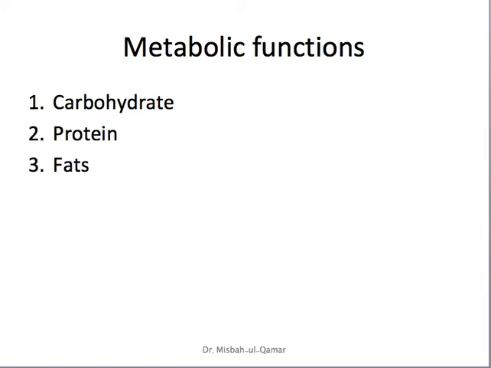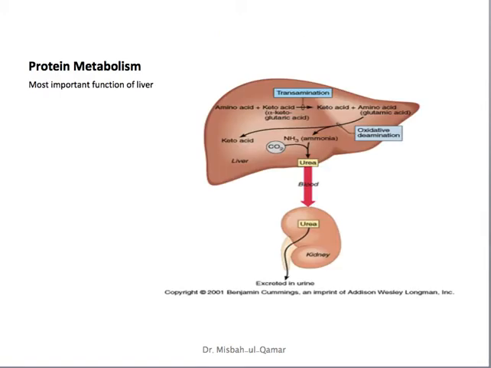Now let's move on to the metabolic functions of liver. You should know that liver is a large chemically reactant pool of cells that have a high rate of metabolism. So it is involved in the metabolism of carbohydrates, proteins, and fats. Protein metabolism is the most important function of liver, as our bodies cannot dispense with liver for protein metabolism for more than a few days without death ensuing.